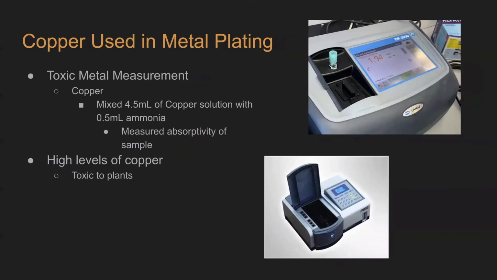So copper plating can be used to increase electrical conductivity, malleability, and corrosion resistance. It'll be used in aerospace, electronics, and telecommunications. We were able to measure our toxic metal by taking a sample of absorptivity of the sample. The higher the absorptivity, the more copper that was present in our wastewater, and a high level of copper is toxic to plants and agriculture. So we're trying to minimize it as much as possible.